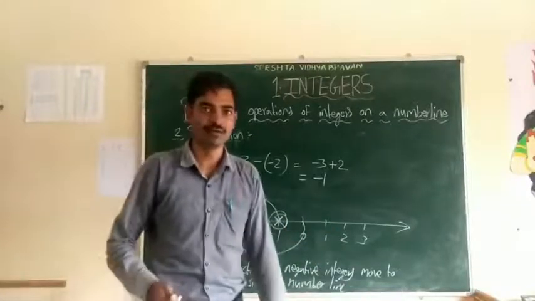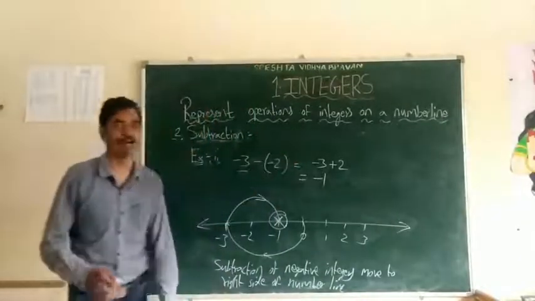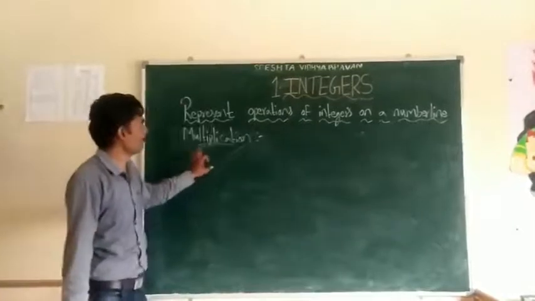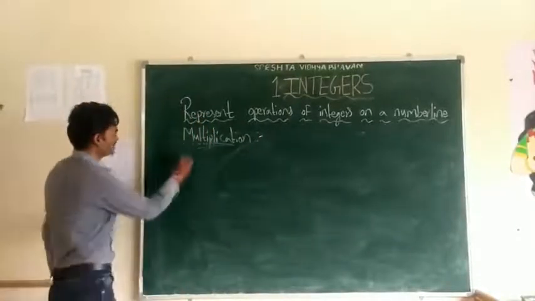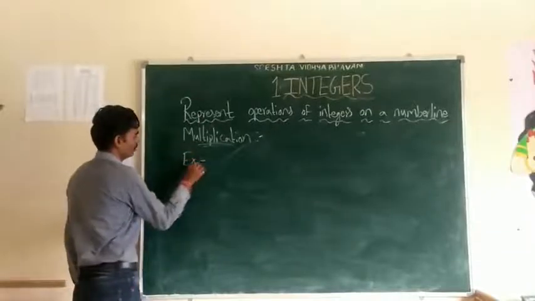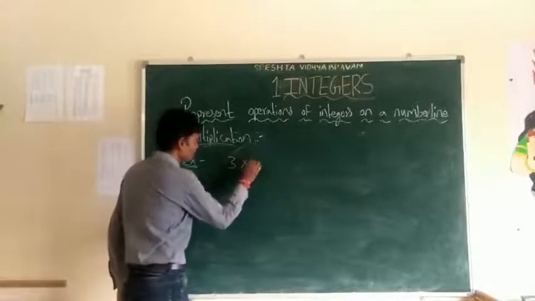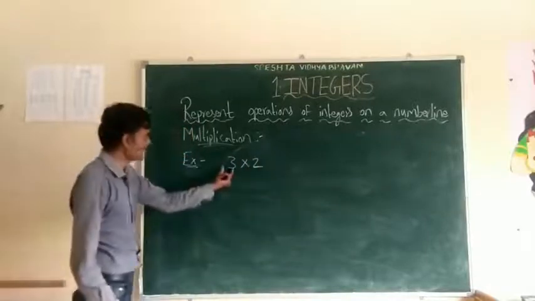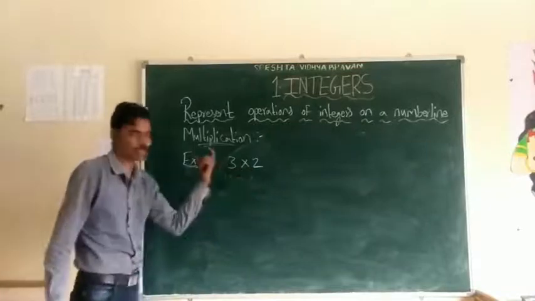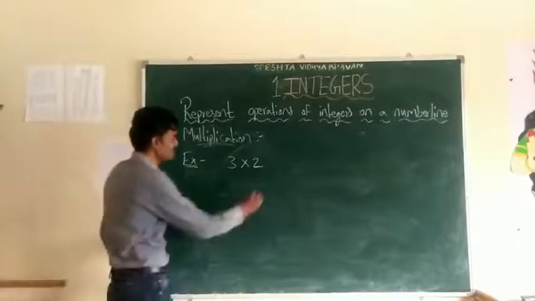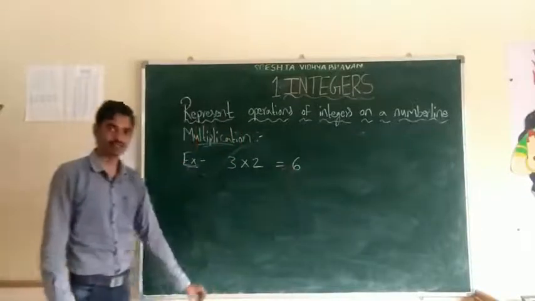And next one is the multiplication of integers on a number line. For example, take an example of the multiplication, that means 3 into 2. Both are positive integers. That means we have to multiply these positive integers. The resultant answer is 6. 3 into 2 is equal to 6.